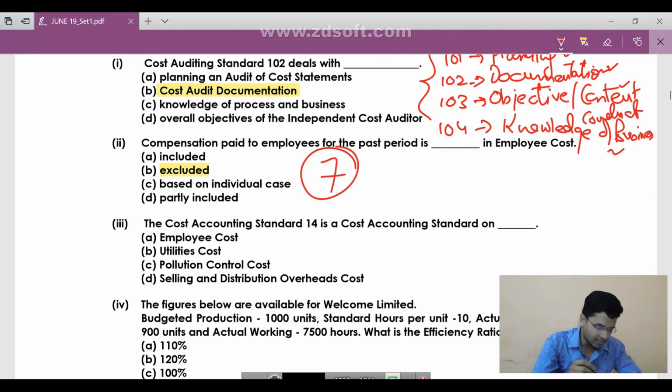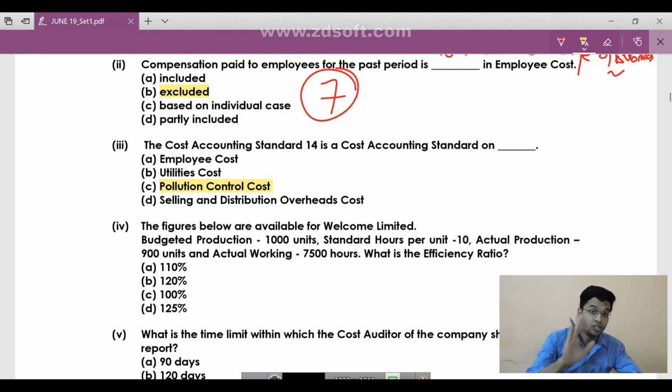Alright, perfect. Next, the cost accounting standard 14 deals with, guys, tell me, what does cost accounting standard 14 deal with? Pollution control cost. Yes, and of course you have to remember the names of all the cost accounting standards. There is no doubt about it. Undoubtedly, I have already taught you that cost accounting standards from 1 to 10 are the most important, and rest you can tell them that they are moderately important, but 1 to 10 are very important.